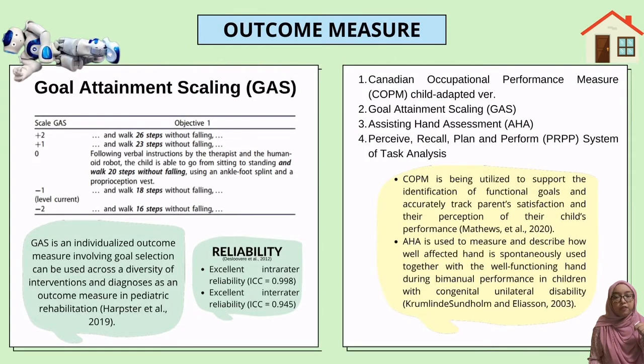The outcome measure used in the robot trials is goal attainment scaling, which involves a goal section and has been proven to have excellent inter- and intra-rater reliability for application in pediatric rehab. The outcome measures used by home-based training are COPM, Child Adapted Version, a performance measure, GAS, Assisting Hand Assessment AHA, Perceive, Recall, Plan and Perform PRPP, and System of Task Analysis. COPM has been used as the outcome measure to set the treatment goals of this program, where they identify the child's performance corresponding to their needs.